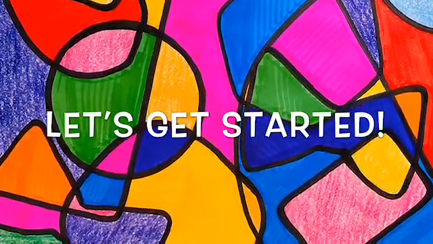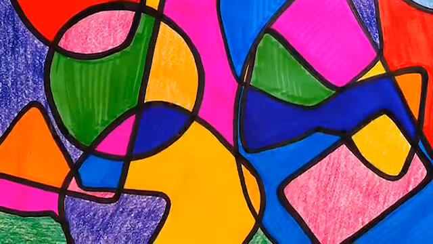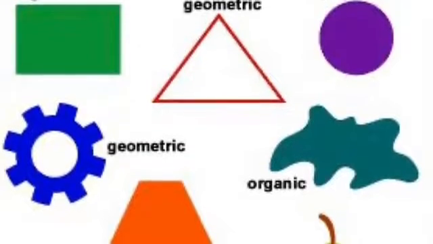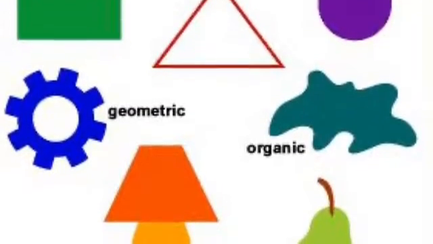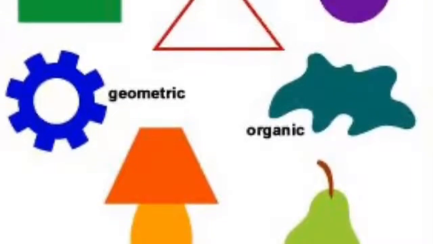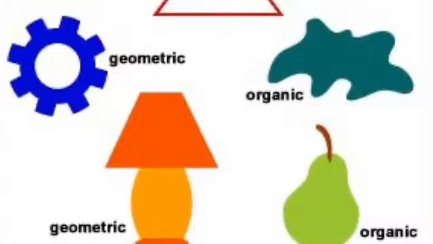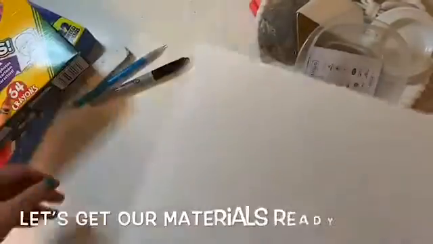Shapes can be geometric or organic. Geometric shapes are shapes that you can recognize and name, like a square, a triangle, and a circle. Organic shapes are free-flowing with a curvy nature to them, like a cloud. Organic shapes usually don't have a specific name. So let's get started on our artwork.